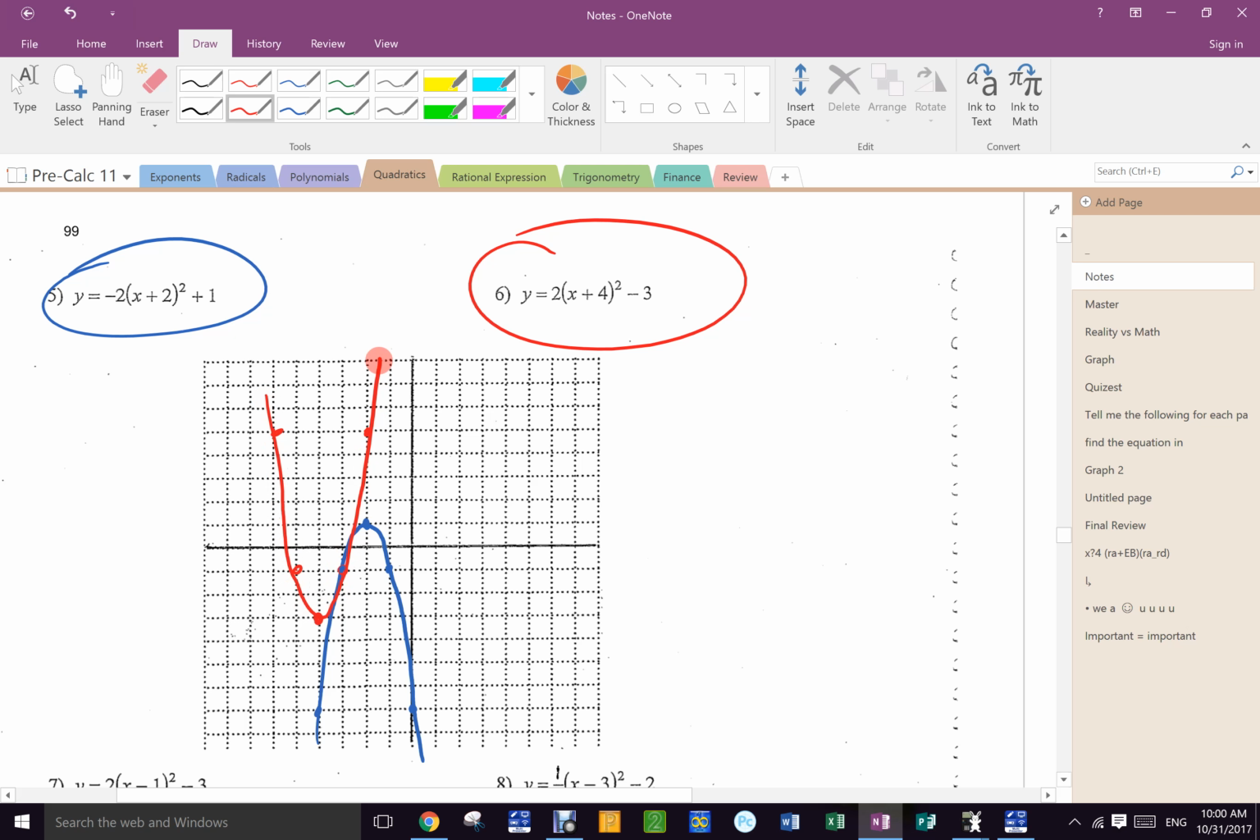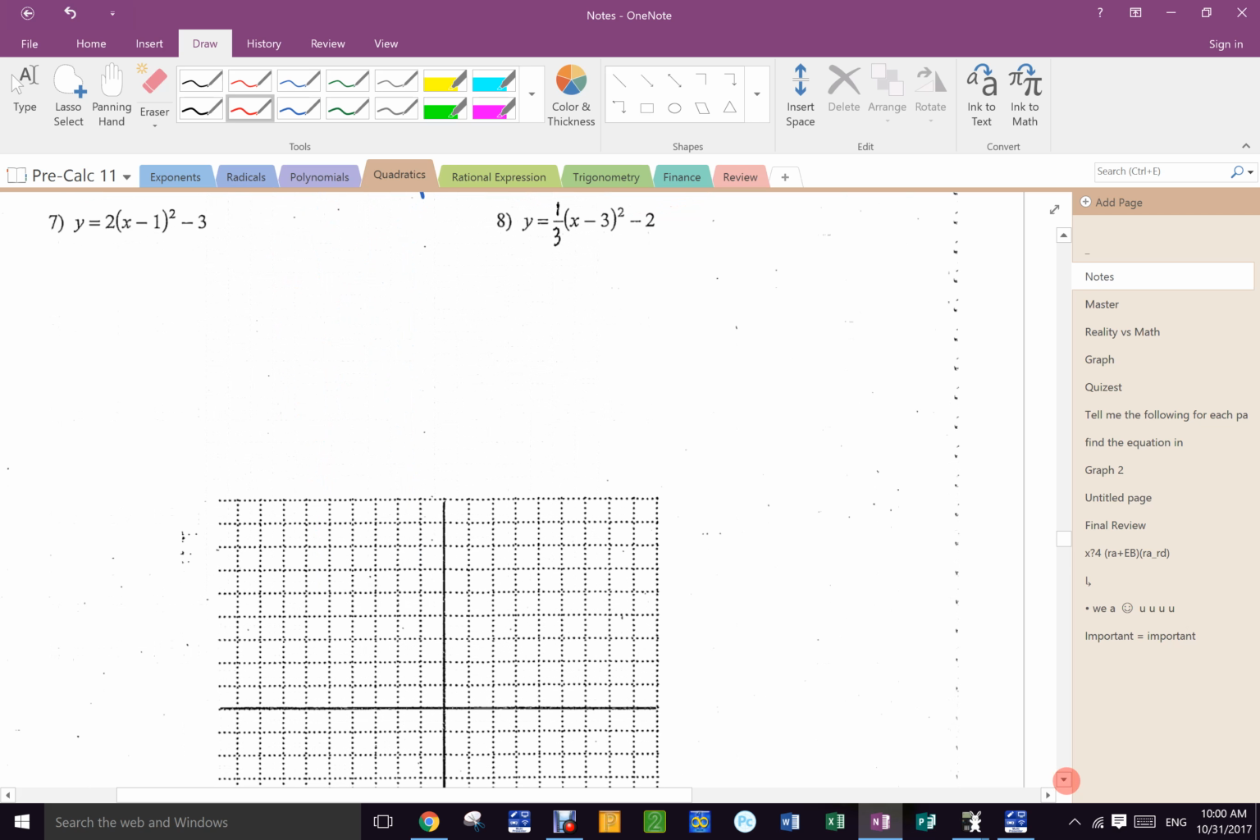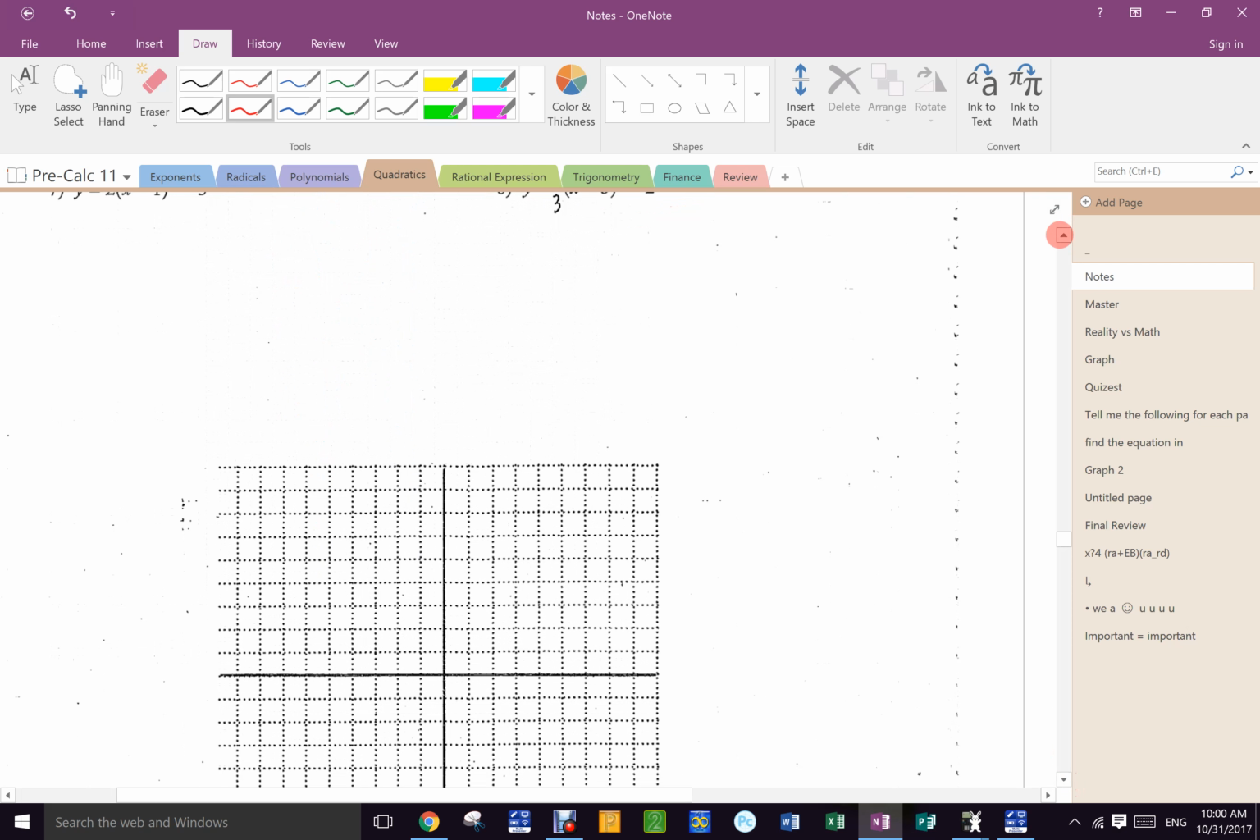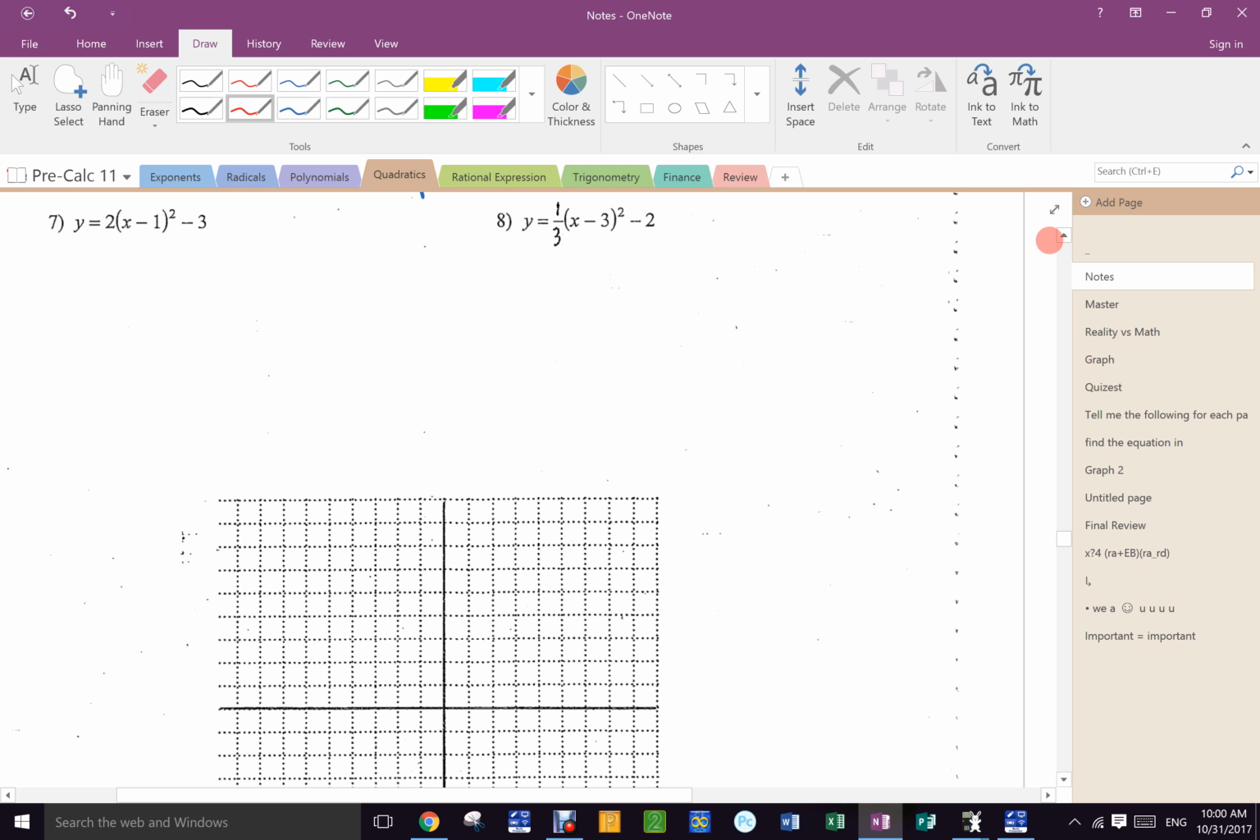Any questions about 5 and 6? Excellent. And finally, 7 and 8. I don't know why there's that big space there.